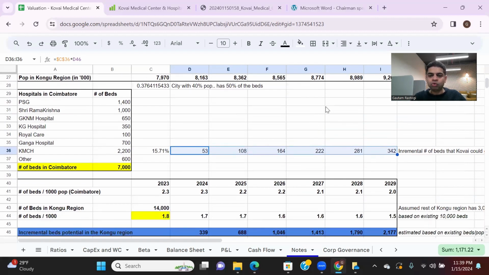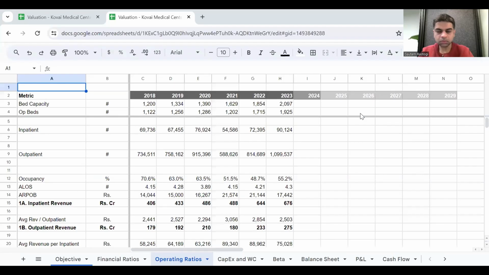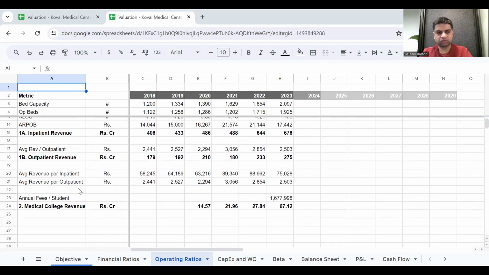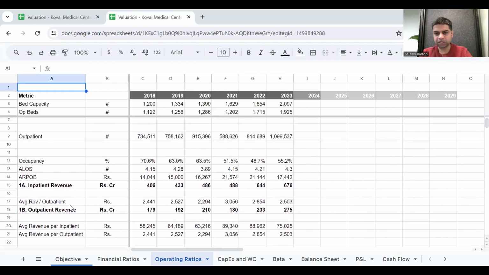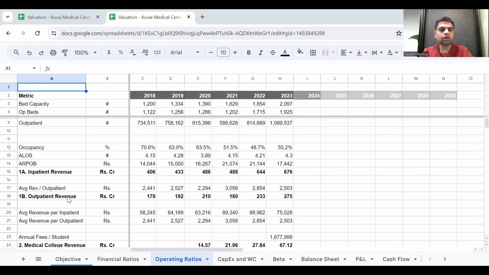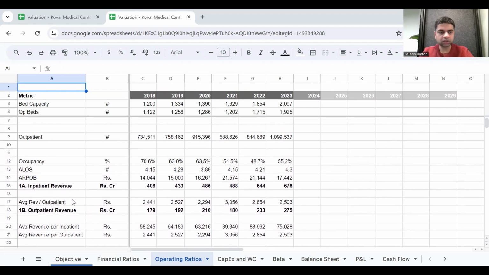So now let's get to modeling. This is the operational ratio sheet. In this sheet, we have the revenue drivers, or rather the metrics that make up revenue drivers. If you recall, there are two broad sources of revenue. One is the patients, and the other is the medical college. There are two kinds of patients: inpatient and outpatient. So now let's model the revenue from these patients. Inpatient revenue first.